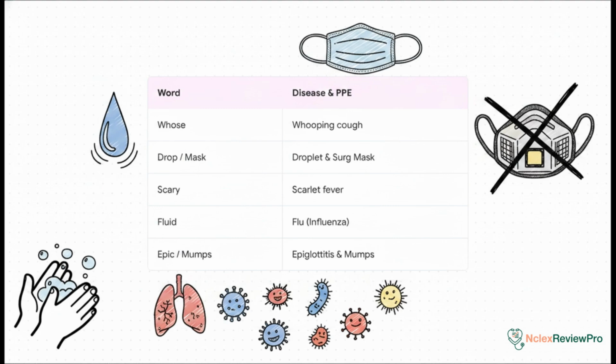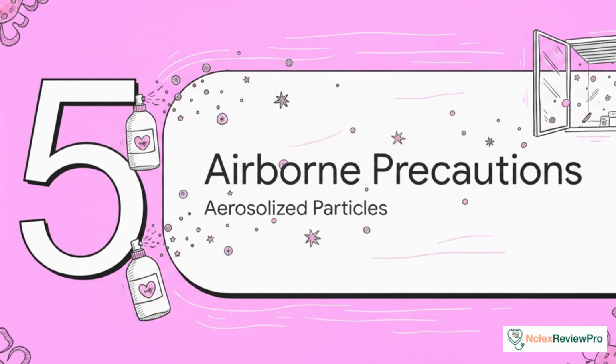For larger particles like the flu or whooping cough, an N95 is overkill. A regular surgical mask, along with your standard hand hygiene, is exactly what you need to stop transmission in its tracks. Section 5, Airborne Precautions and Aerosolized Particles.